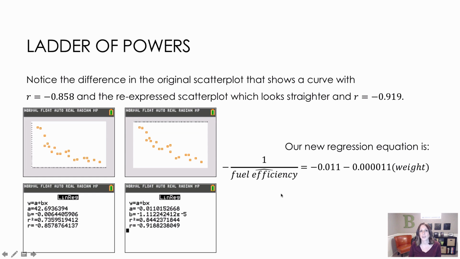And the stronger the model, the more comfortable I am using it to make predictions, etc. Now when I write my new equation, really the only thing that changed is that, because I did the negative reciprocal, 1 over the fuel efficiency, this is how I would write my equation. So in my stat lab, it's going to be sort of a multiple choice scenario where you're choosing whichever one makes the new best scatter plot, makes the new best equation, etc.